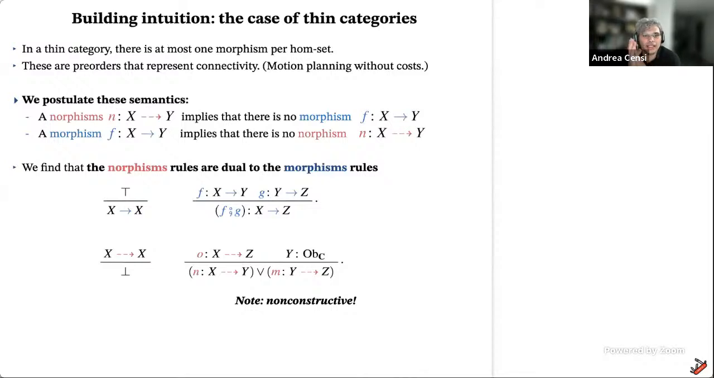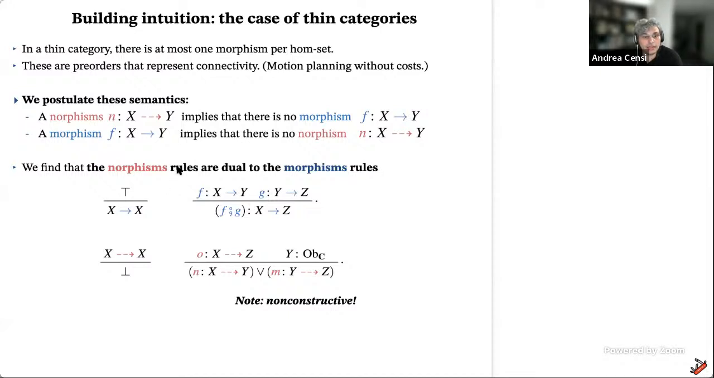All right, so let's do the case of thin categories. By this I mean a category which is just one morphism per hom-set, and basically, these are pre-orders that we can take to represent connectivity. So it's just like the motion planning without costs. And I will give you some postulates here, and we'll see the consequences. But then I'll give you the general formalization by induction. I'm going to call N a norphism, and I'm going to write it as this dashed arrow. And I'll give you the postulate that if I have this norphism from X to Y, that implies that there is no morphism from X to Y, and vice versa. So a morphism from X to Y implies that there is no norphism from X to Y.